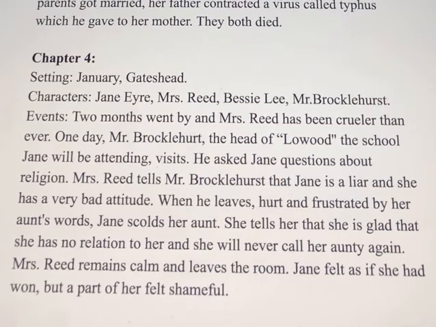But this time she was proud that she did defend herself, and she did feel like she won because Mrs. Reed did not answer her back. But a part of her knew that disrespecting her elders was disrespectful, and that's why she felt shameful.